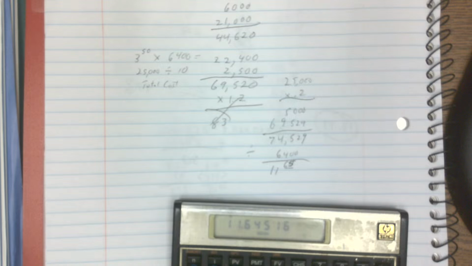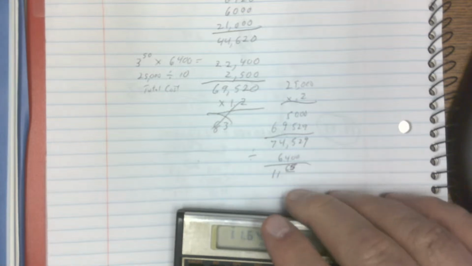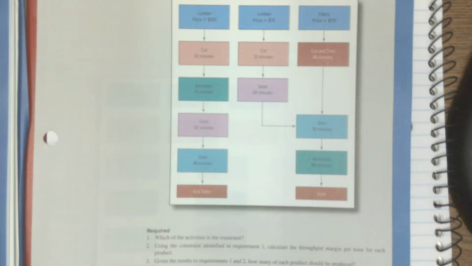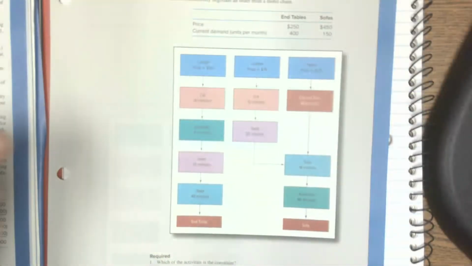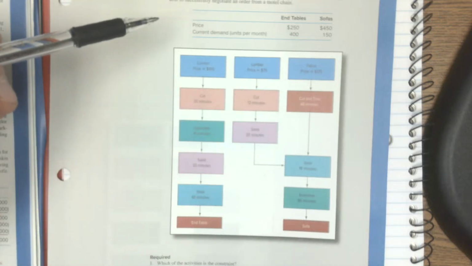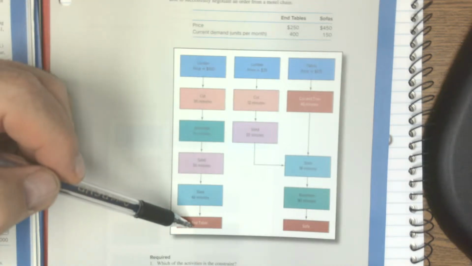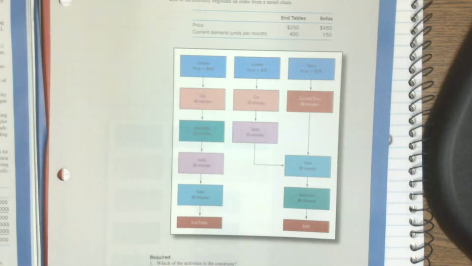I wanted to talk about theory of constraints, so let's go ahead and look at problem 13-45. What we have here are your activities for two different things. Now, these two lines can go at the same time. One is the end tables and one is the sofas, and you've got two lines moving into the assembly for the sofa.